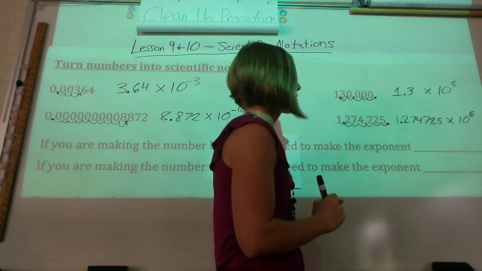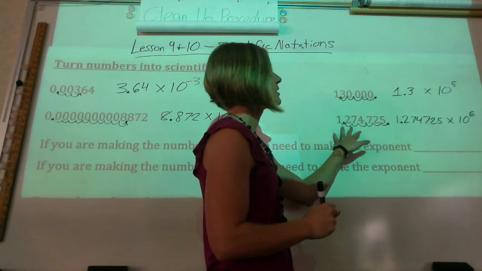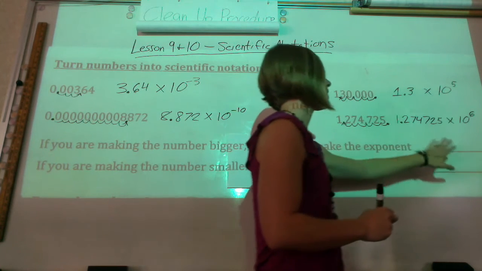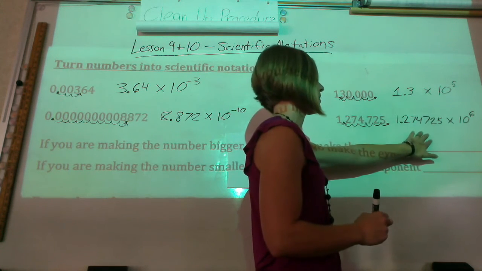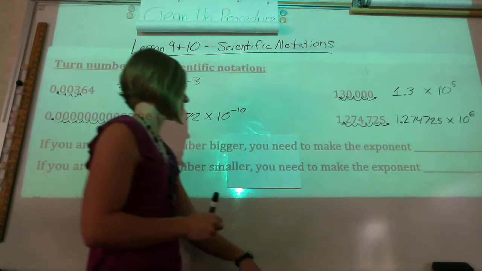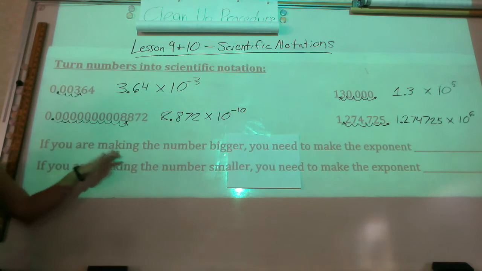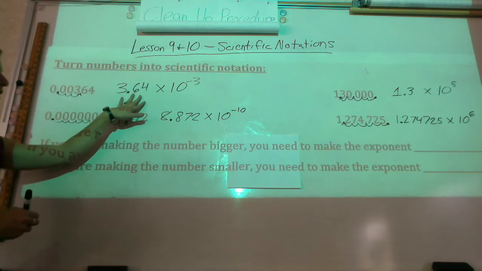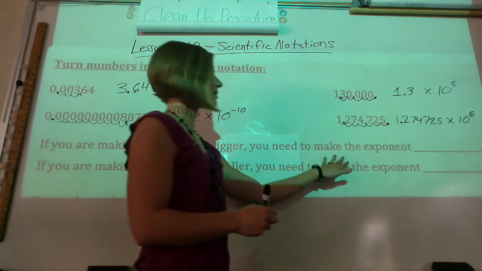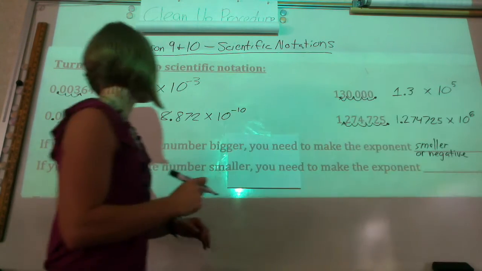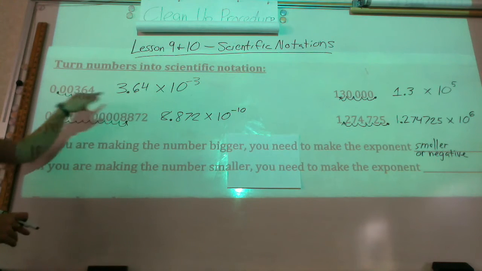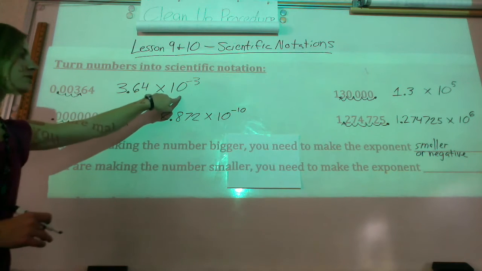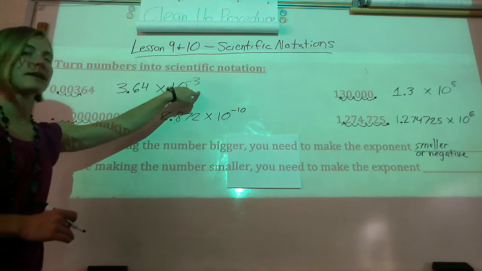So hopefully you notice now that when I am dealing with big numbers, you're going to have a positive exponent because we're actually saying these numbers are bigger than they appear. So let's write down our rules, all these words that are underneath. If you are making the number bigger, like here, you need to make the exponent smaller or negative. So if we're making the number bigger, we're going to need to make the exponent smaller, or you can think of it as making it negative.